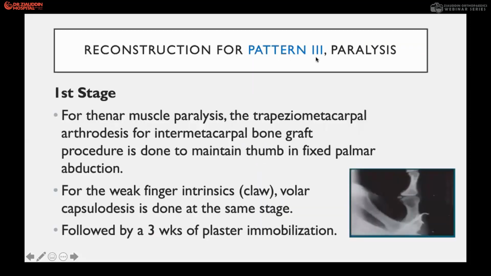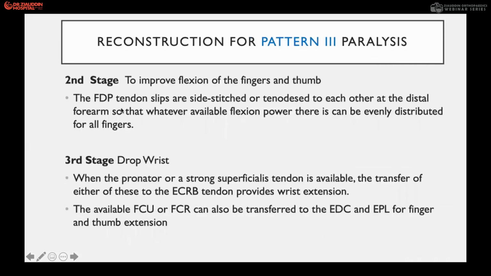Then stage 1 in the pattern 3 paralysis, particularly, is done stage-wise. For thenar muscle paralysis, the trapezio-metacarpal arthrodesis or intermetacarpal bone grafting procedure is done to maintain the thumb in fixed palmar abduction. For weak finger intrinsics or clawing, volar capsulodesis is done at the same stage, followed by 3 weeks of plaster cast. Then stage 2 surgery is to improve the flexion of the finger and the thumb: flexor digitorum profundus and flexor pollicis transfers, or tenodesis to each other at the distal forearm so that whatever available flexion power is there can be evenly distributed.